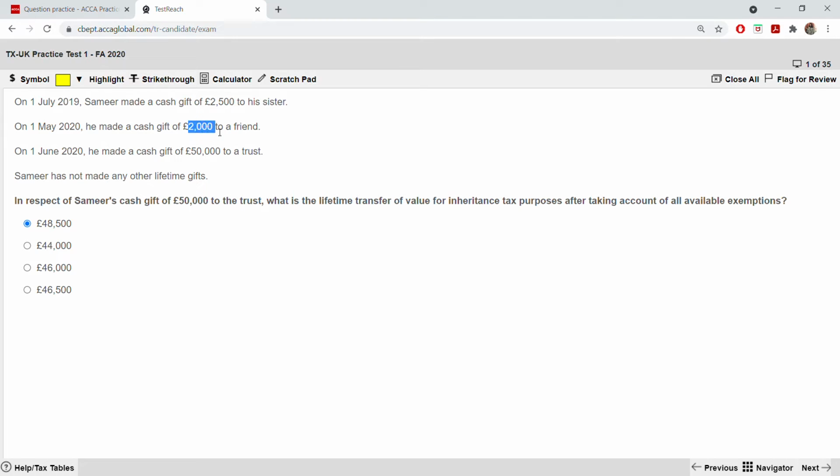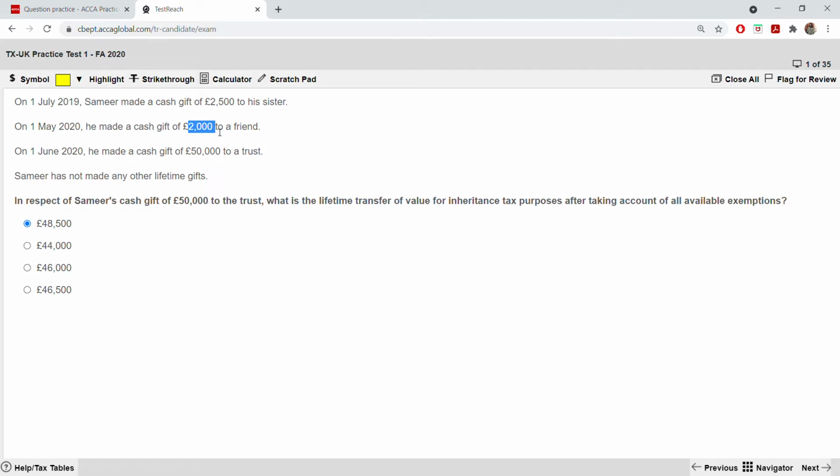It's within 1 month. Okay. And also to a friend. So it is counted as PET. Okay. So from 3,000, 2,000 is taken away. So you're only left with 1,000. Okay.